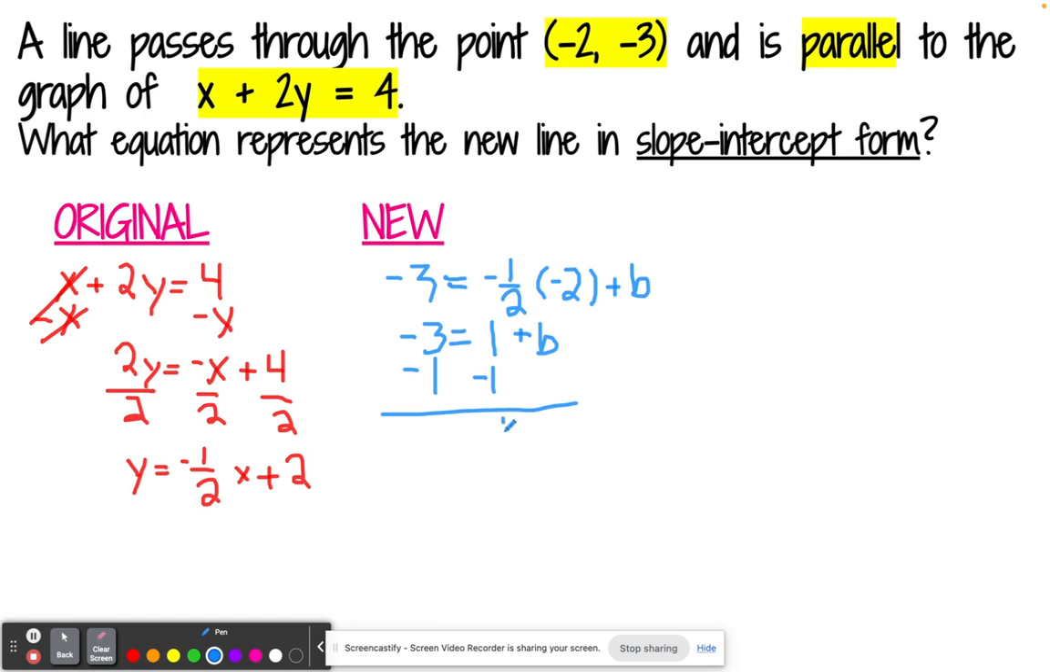I honestly don't have a preference which way you go, if you solve for b or if you use point slope form and rewrite the equation. Doesn't matter, whichever you prefer. b equals negative 4, so now my new equation for my line is y equals negative 1/2 x, because my slope stays the same, and my new y-intercept is negative 4. So I slid this line down 6 spaces on the y-axis.